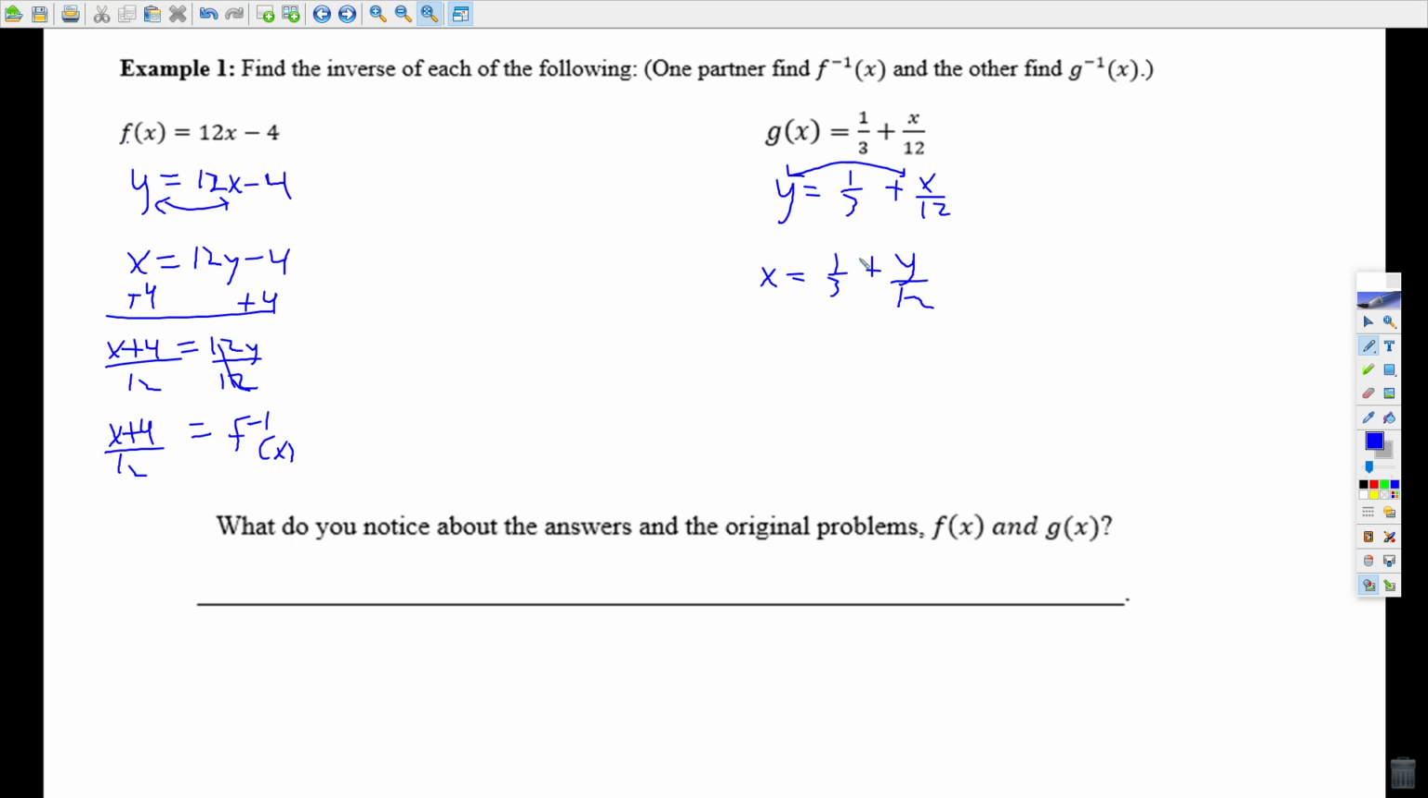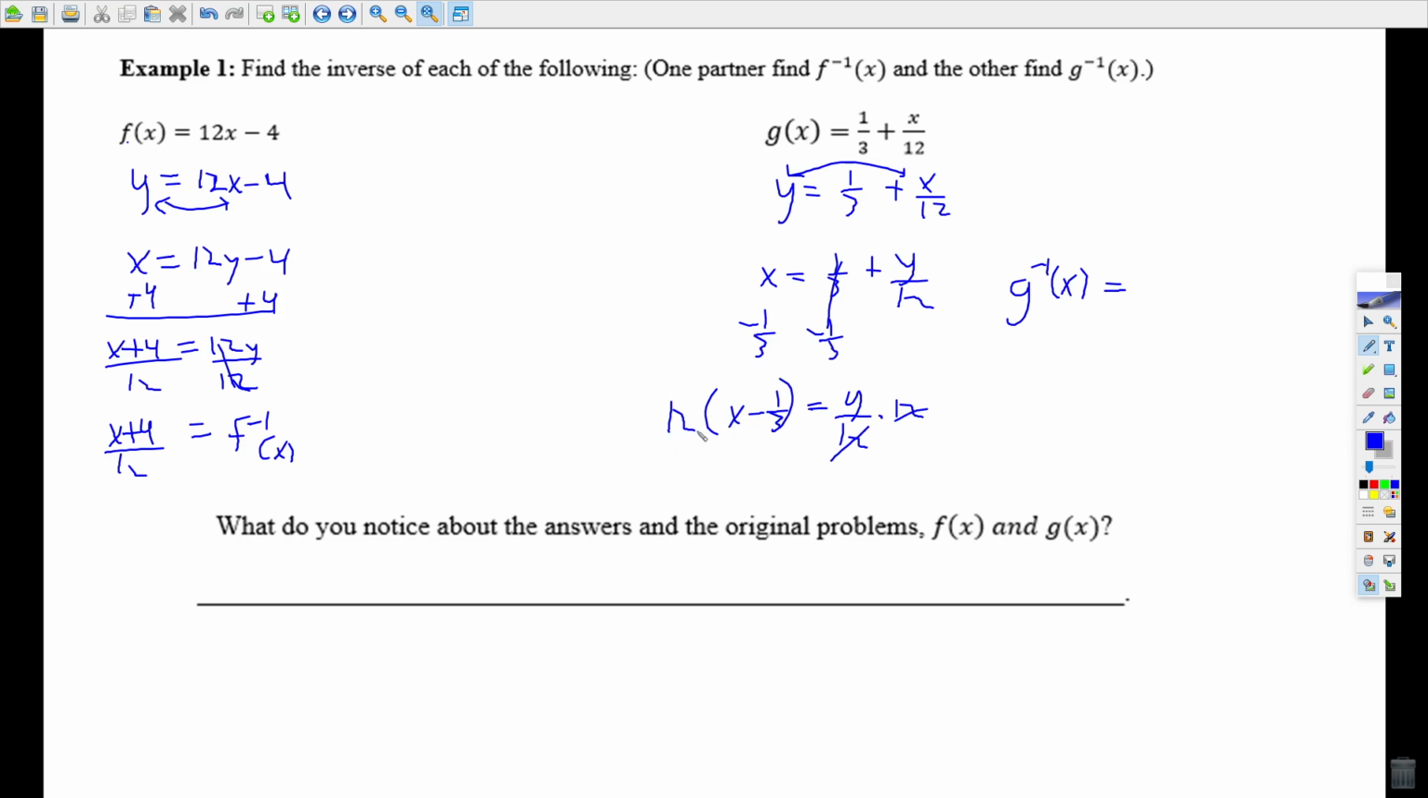Now we have to get y by itself. So I'm going to move the 1/3 over by subtracting 1/3. That goes away. So we have x minus 1/3 equals y over 12. To get rid of the 12, we multiply both sides by 12. Don't forget to put this in parentheses. So these go away. And now I don't have to use y anymore. I'm going to change this to g inverse of x, put it on the left-hand side.